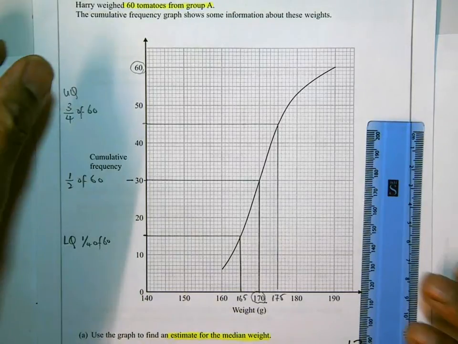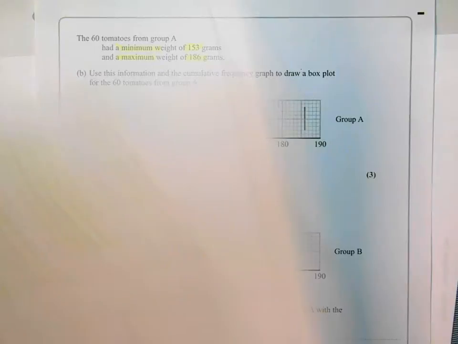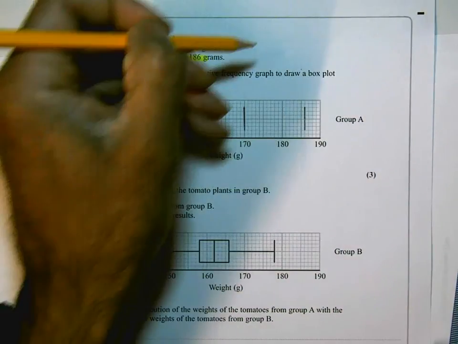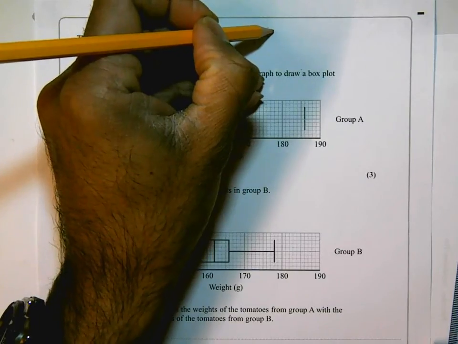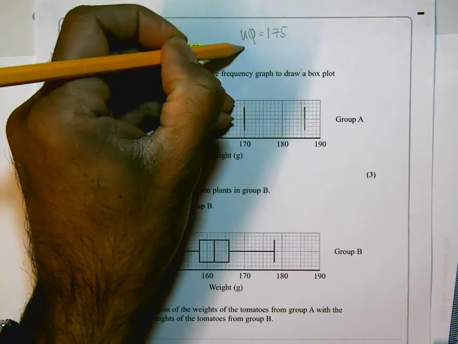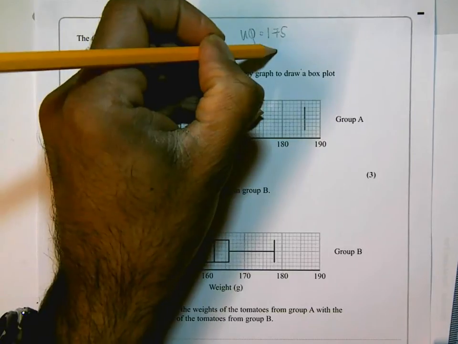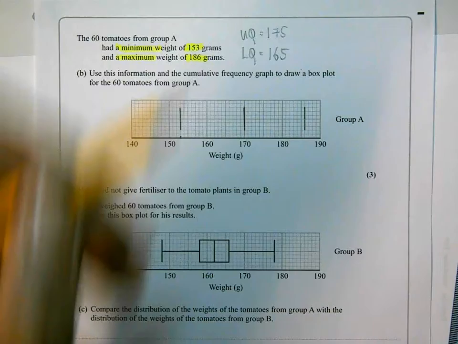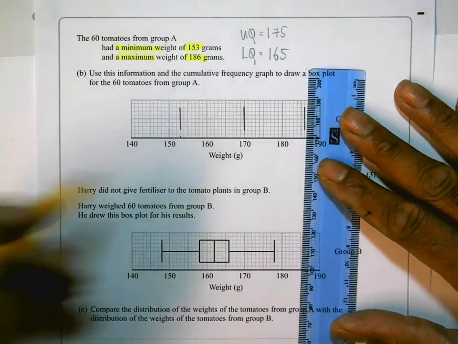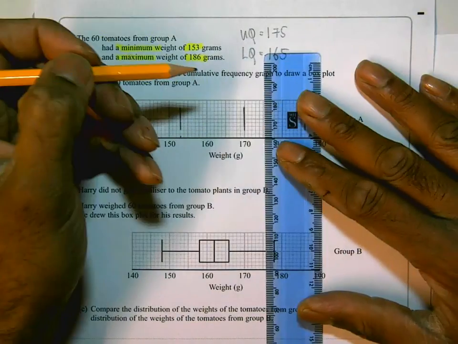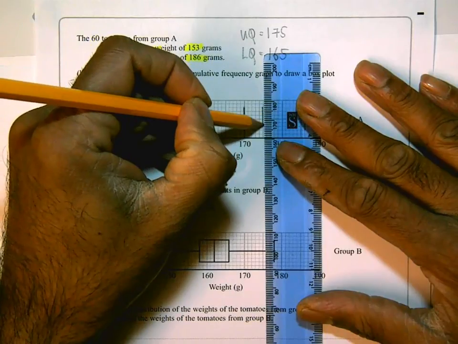I'm going to go across my other sheet here and I'm going to write that information here. Upper quartile is 175 and the lower quartile is 165. I'm going to put two more lines in to represent those. So there's 175 and there's 165.